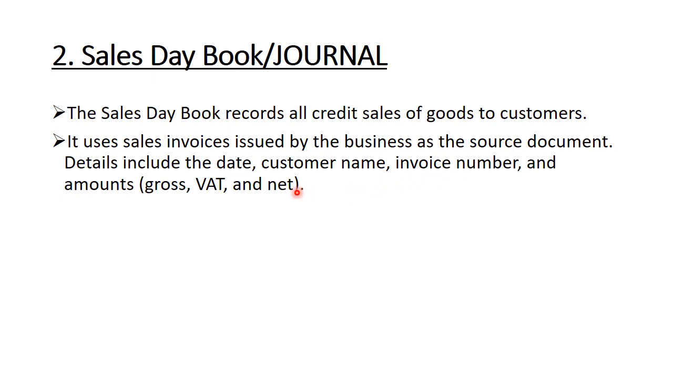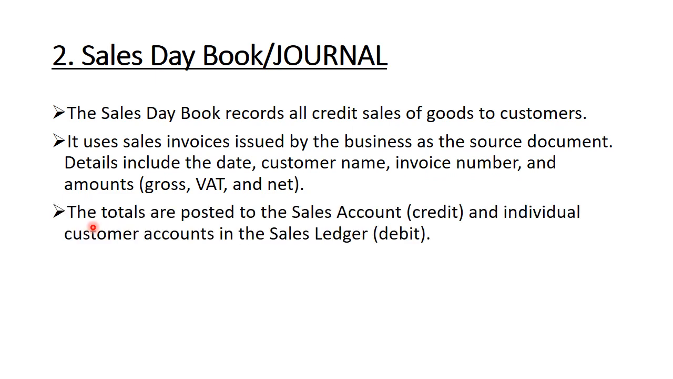The details included on the invoice are the date, customer's name, invoice number, amounts, etc. The totals are posted to the sales account on the credit side and to individual customer accounts in the sales ledger on the debit side. This is the opposite of what we do in the purchases daybook.